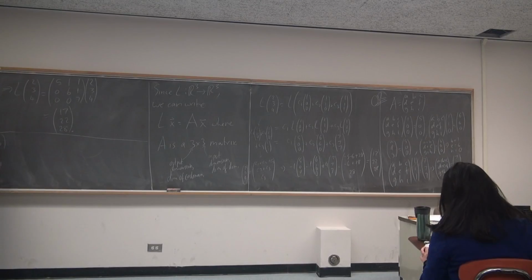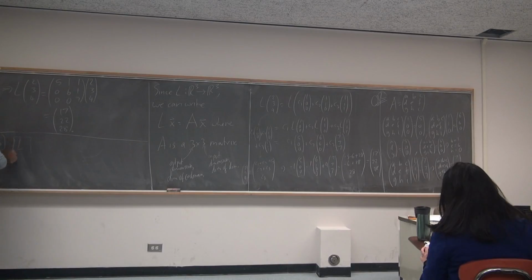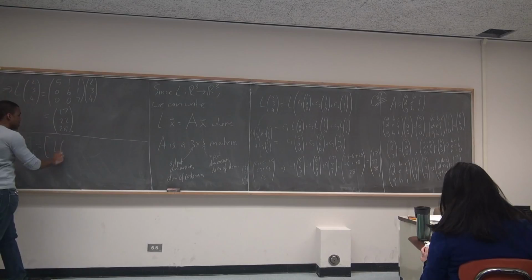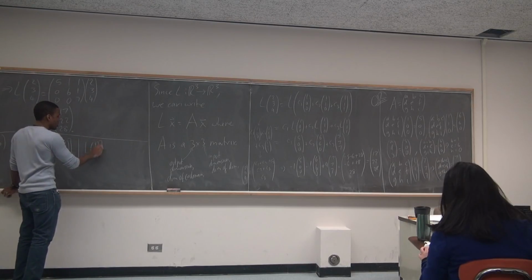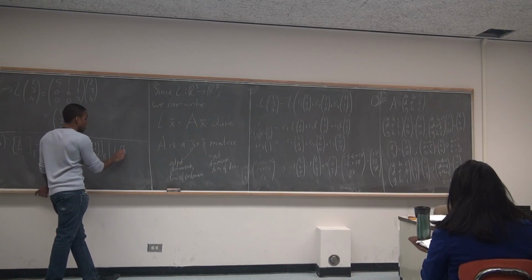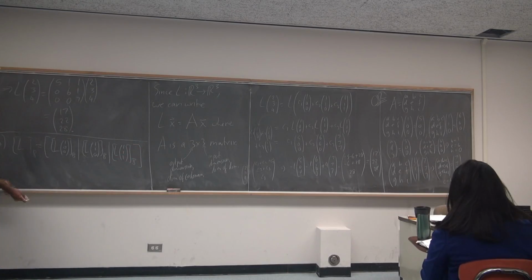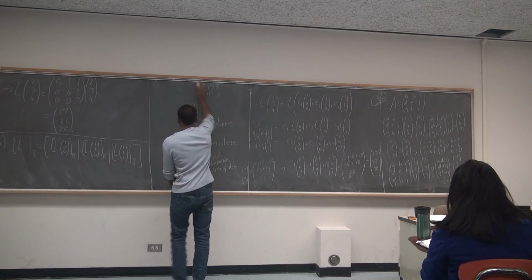Part B asks what was L in terms of B. So here I'm just going to use L in terms of the first basis vector, translate that to B. L in terms of the second basis vector, translate that to B. L in terms of the third basis vector, translate that to B. Those are going to be the columns in my B matrix. So it's pretty much the same as part B of the last problem.